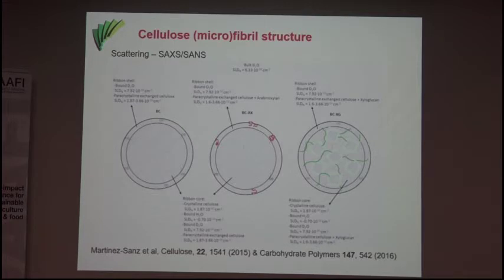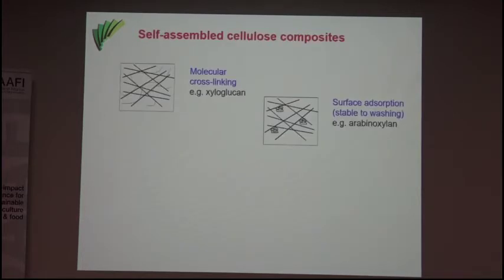And so we've found new ways of measuring this, which is great, and got a lot of papers out of the small angle X-ray and neutron scattering work. So those are two examples of the type of structures that we can make. So we can get molecular cross-linking with xyloglucan. So here the thick ones are cellulose, the thin ones are the non-cellulosic polymers. Or we can have surface absorption, which is stable to washing. So these are thoroughly washed before we analyze them. So it's not just weak, non-specific association. There's something going on there that's stable to washing.